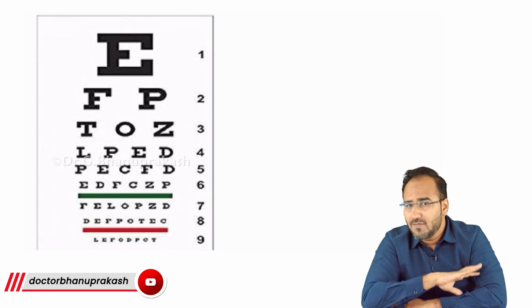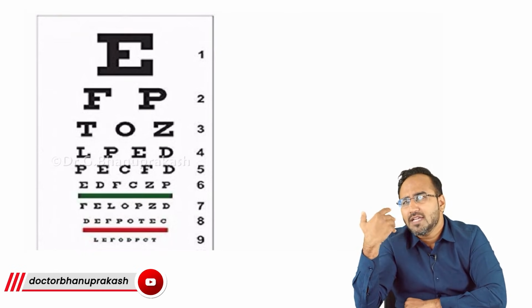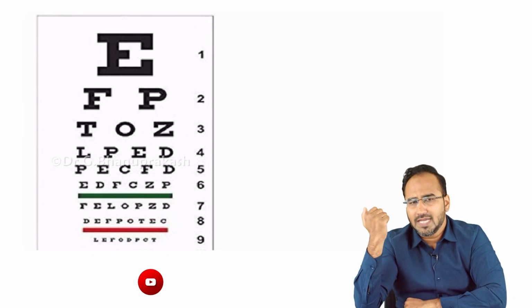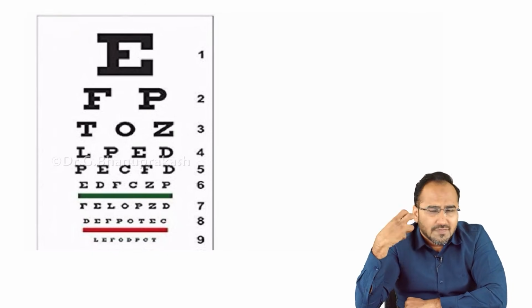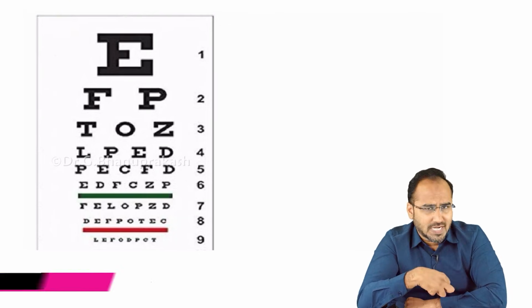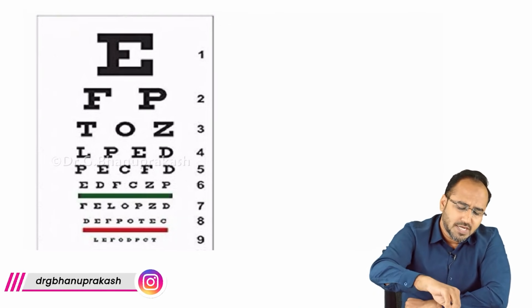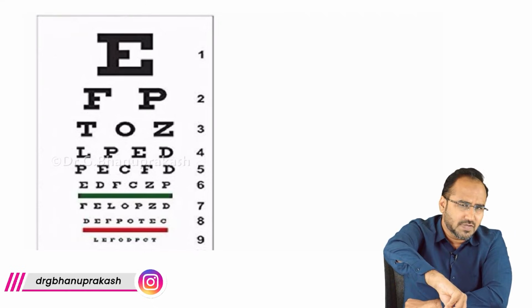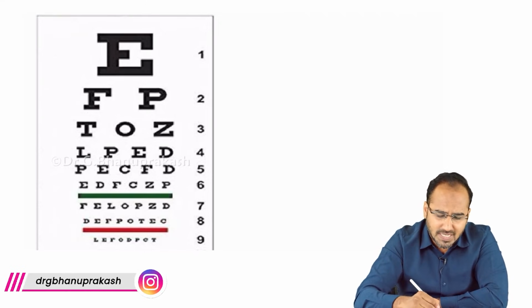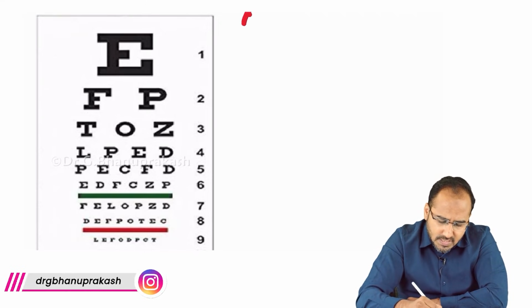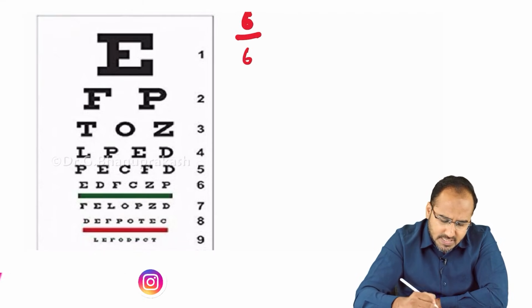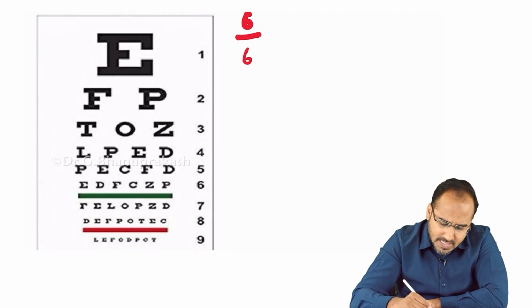That is, first, without giving any glasses, he will tell the child to read the chart. Okay? So basically, after making the child sit in front of the Snellen's chart, the doctor, after assessing his vision, will write something like 6 by 6 or something like that.